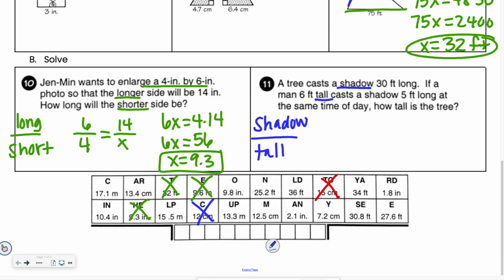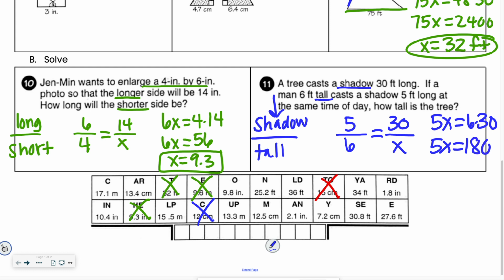So if we go back, it says a man is 6 feet tall, casts a 5 foot long shadow, so shadow's on top. He's 6 feet tall. And we're looking for how tall the tree is if it's a 30-foot shadow. So 30 feet goes on top because it's a shadow over what we're looking for. So again, we'll cross multiply. 5 times x is 5x equals 6 times 30. 5x equals 180. Divide by 5, 36.